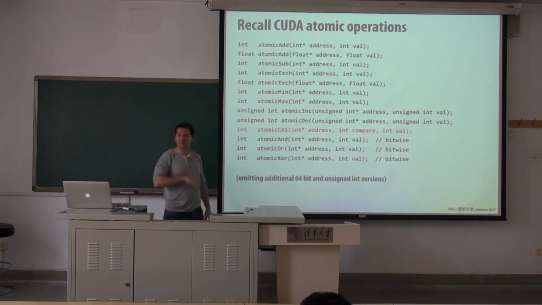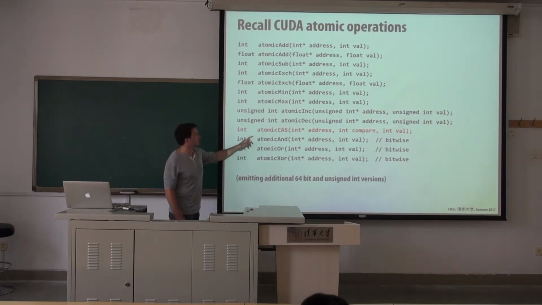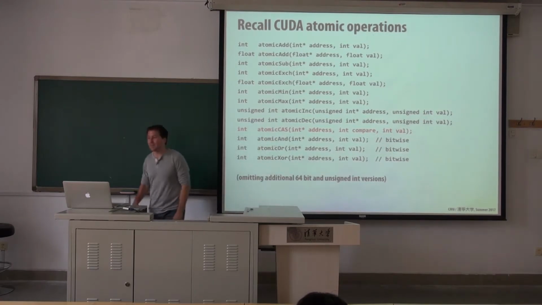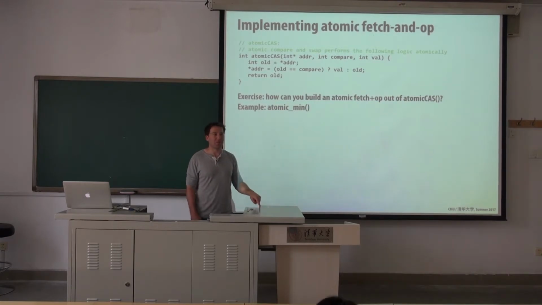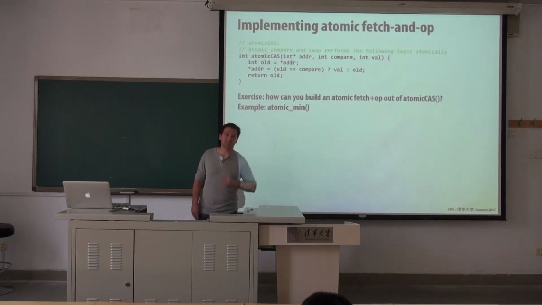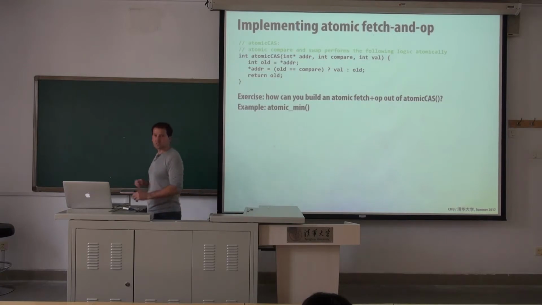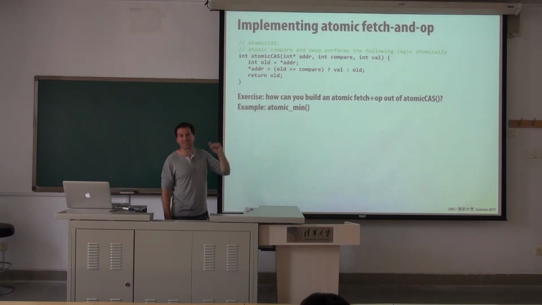You may not use any of them in your homework assignment, in your code, but they're all there. And I wanted to talk about one special one right here. This one is really general. Atomic CAS. So atomic CAS stands for atomic compare and swap. So this is very close. This is basically the test and set. So atomic compare and swap takes an address, an old value, which is called compare, a new value called val, and executes all of this code atomically.